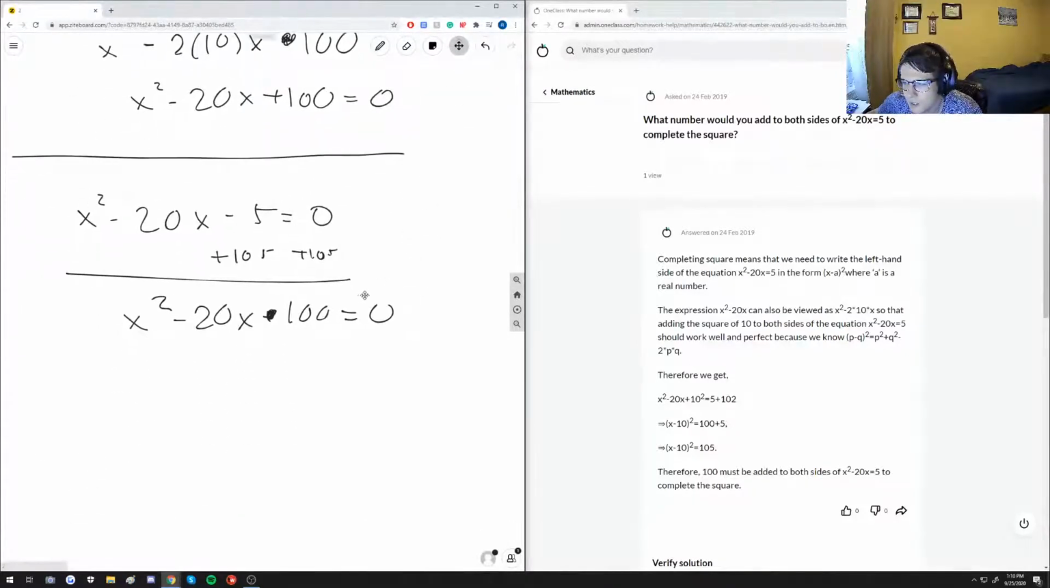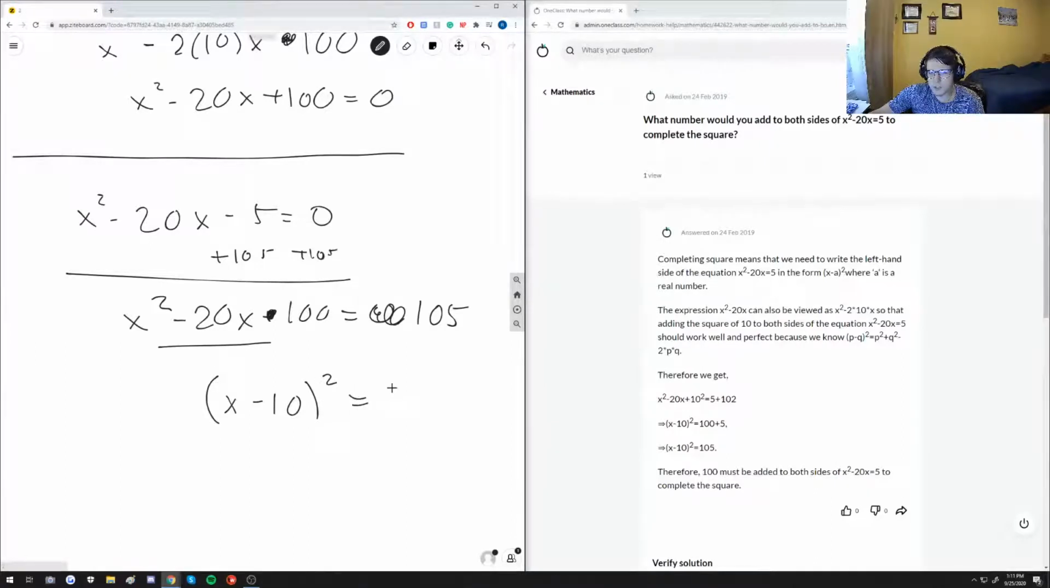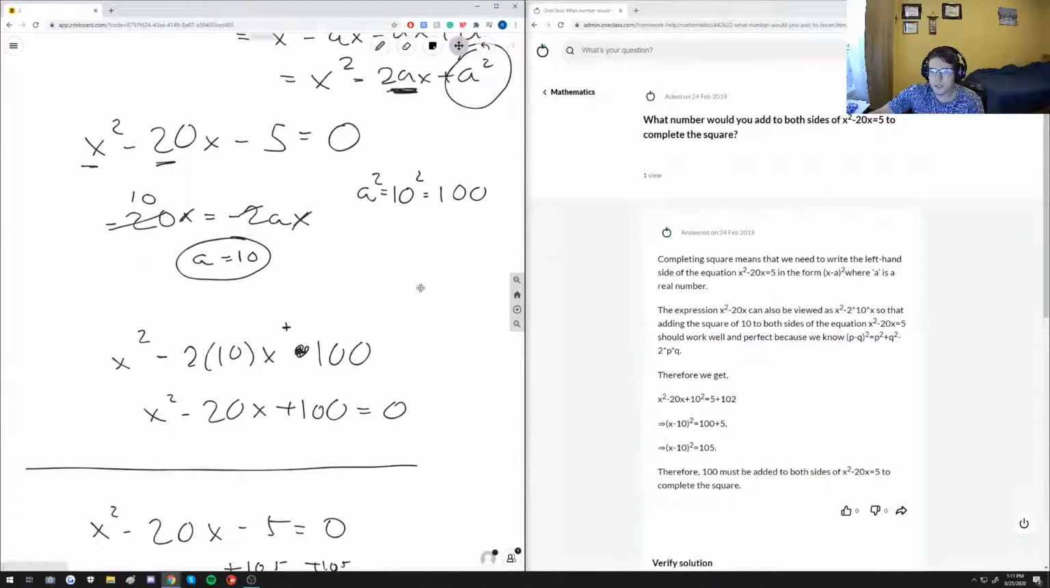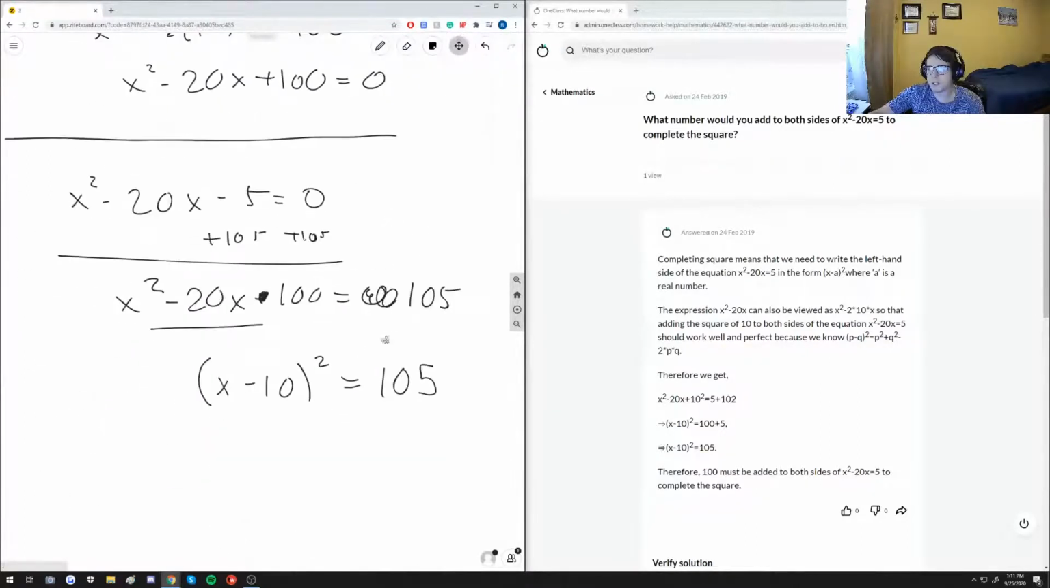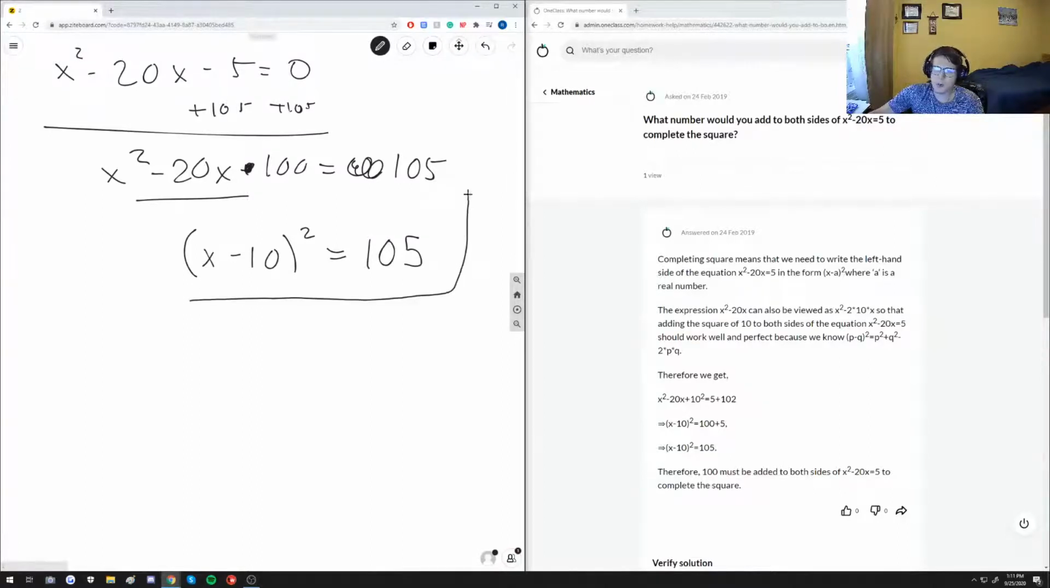So we get this. Yep, everything is fine. So we get that, and we have to add 105 to this side as well. Okay? Then we can put this in our x minus a squared form, and we get x minus 10 squared is equal to 105. So just ignore when I went back there. I thought I got the signs wrong, but obviously I didn't. I should have just kept following through. This would be our correct answer here.